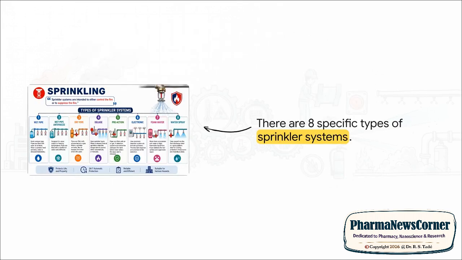But engineers don't just rely on basic water pipes, right? They build highly specialized defense arrays. There are actually 8 specific types of sprinkler systems depending on the exact hazard. A wet pipe system is your standard go-to. But what if those pipes are outdoors in freezing temperatures? You'd use a dry pipe system filled with pressurized air instead.